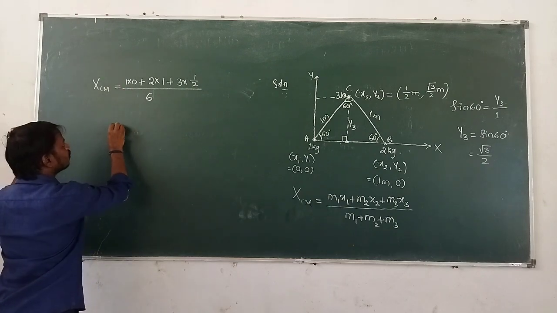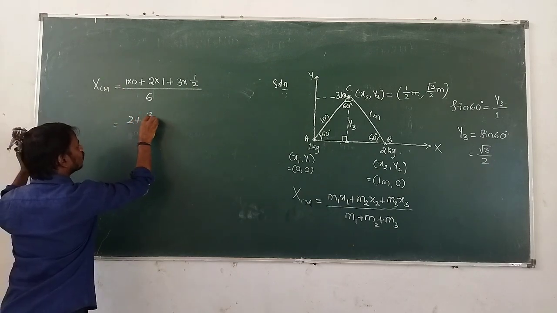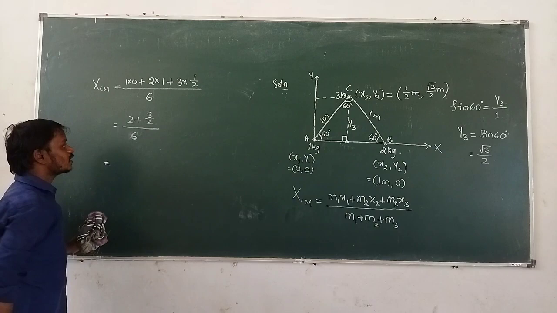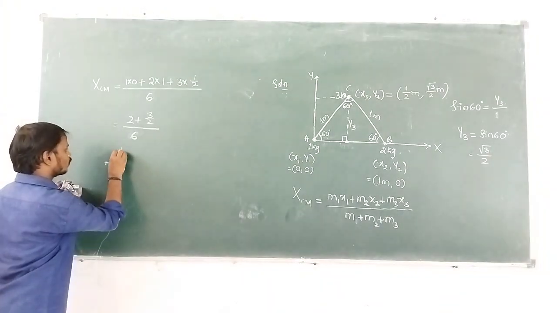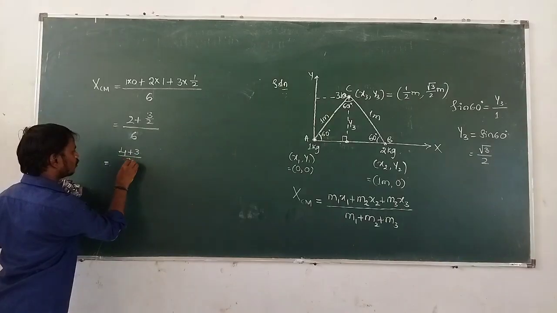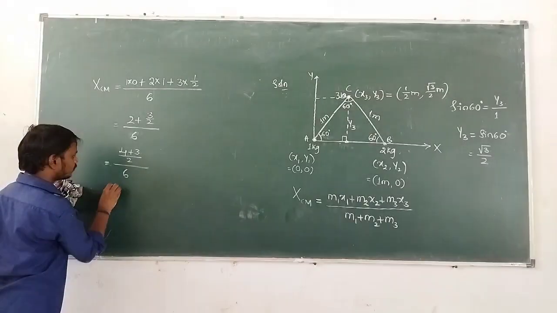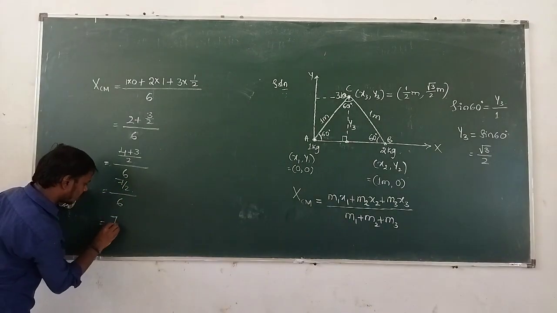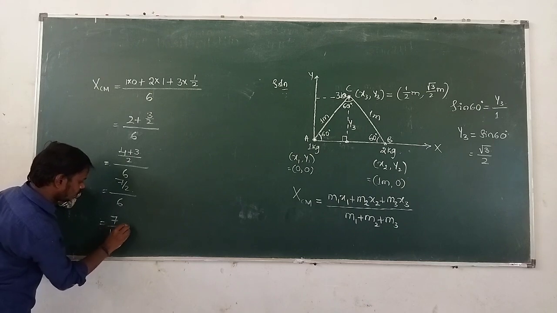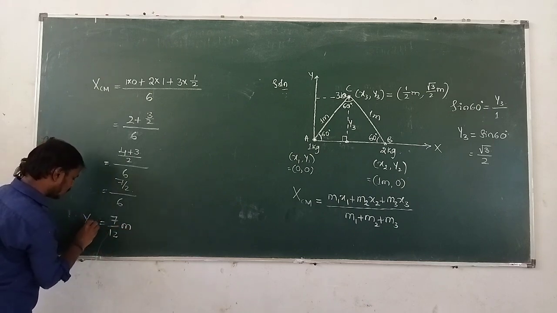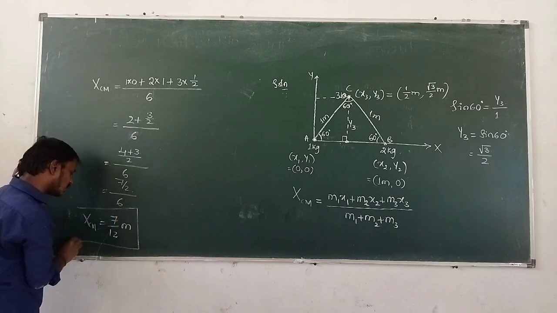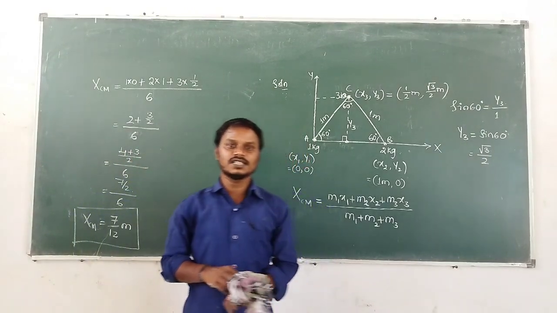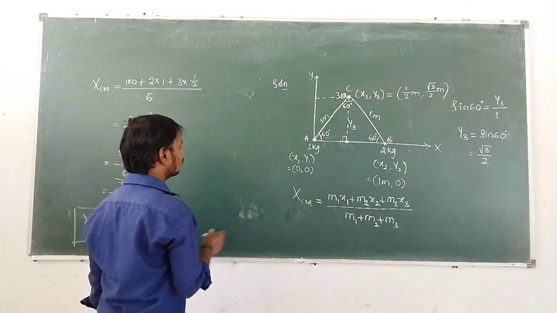Then 1 into 0, then 2 plus 3 by 2, whole divided by 6. What is the LCM here? 2 is the LCM. 4 plus 3 divided by 2, whole divided by 6. It is 7 by 2 whole divided by 6. Then it is 7 by 12 meter. It is the position of the center of mass of the 3 objects along the x-axis. In a similar manner, again we are going to find the position of the center of mass along the y-axis.